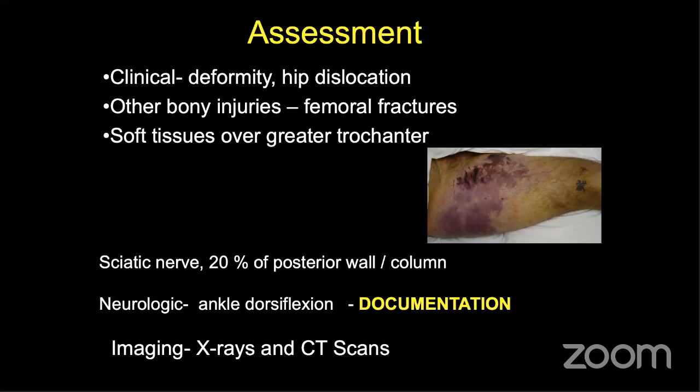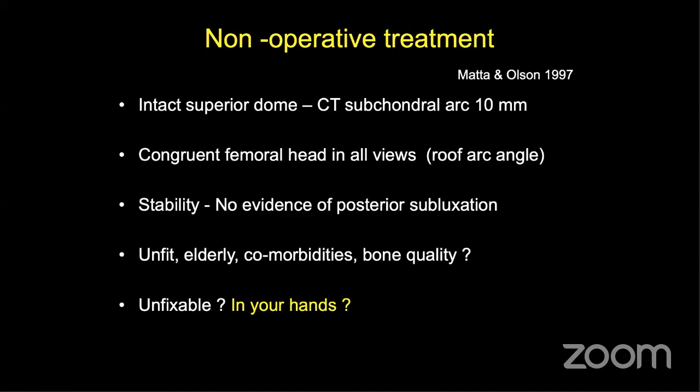20% of posterior wall fractures can be associated with a sciatic nerve injury. And make sure that you document the sciatic nerve function by checking ankle dorsiflexion and toe dorsiflexion, where possible, of course, in a conscious patient, frequently, and make sure that every time it is documented. Then you go for imaging, X-rays and CT scans, and we have seen how they look.